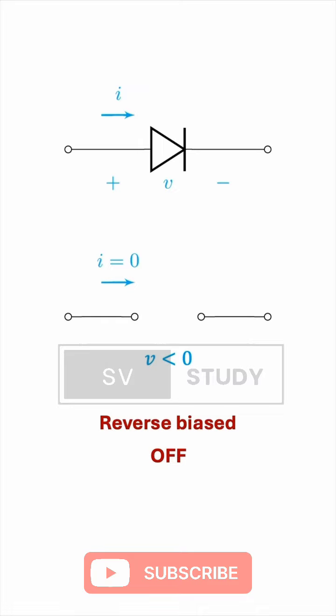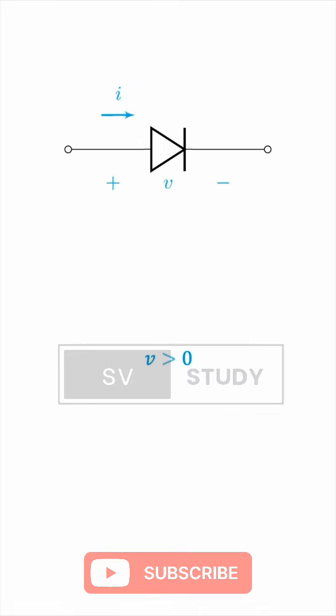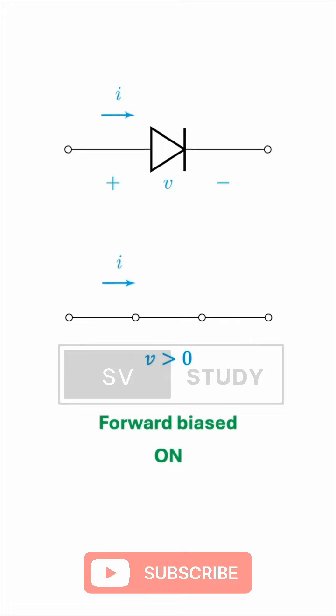On the other hand, if the anode is at a higher potential, then the diode conducts almost perfectly, as if it were a short circuit. Then it is said to be forward biased or switched on.